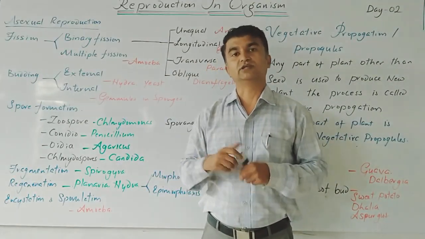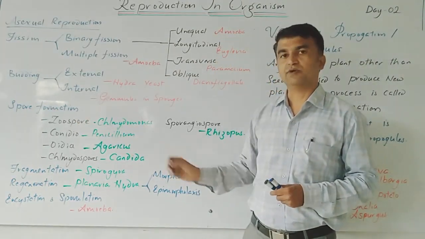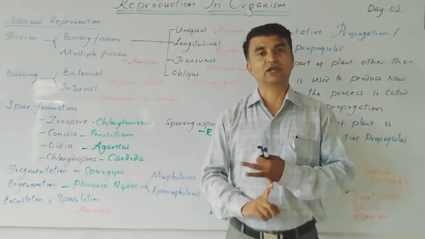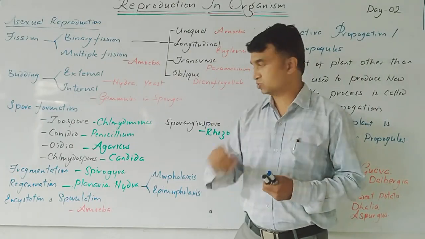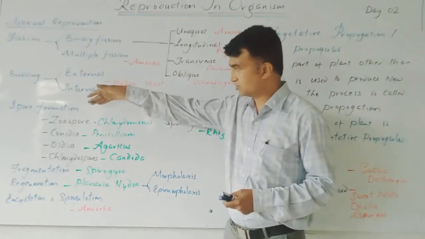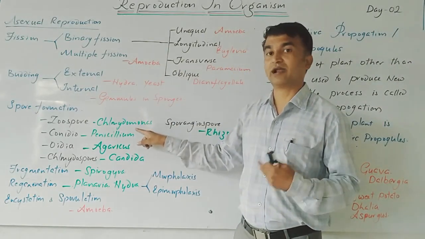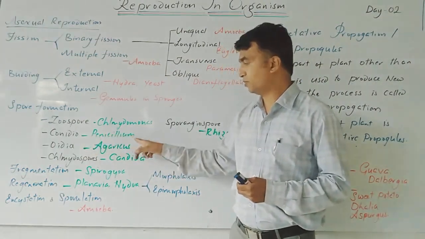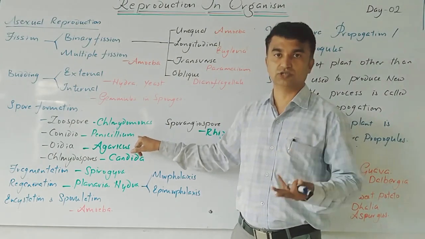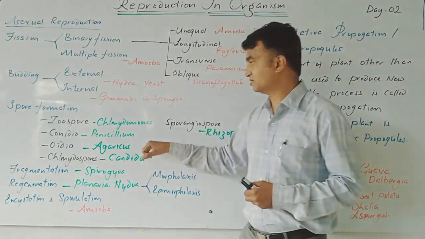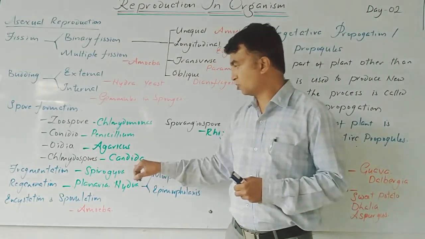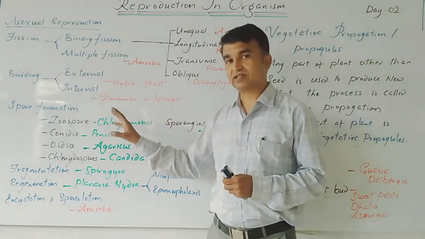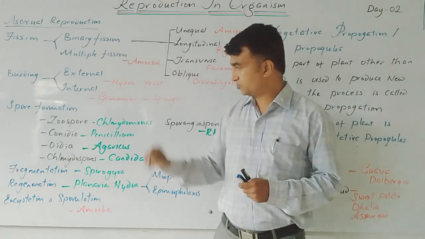Here unequal division takes place. Next one, spore formation, seen in algae and fungi. Different types of spores are produced, sometimes flagellated, sometimes non-flagellated. These are microscopic asexual reproductive structures. Zoospores are flagellated, produced in Chlamydomonas inside the mother body, that is, of endogenous origin. Conidia are produced on the branches of Penicillium, which is exogenous, produced outside. Oidia are produced in Agaricus. Chlamydospores are produced in Candida, and sporangiospores in Rhizopus. Clear? These are the typical examples of spore formation.